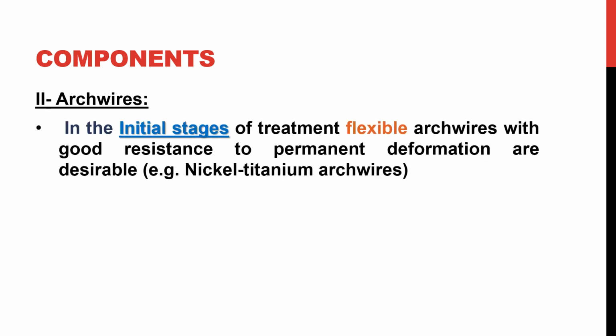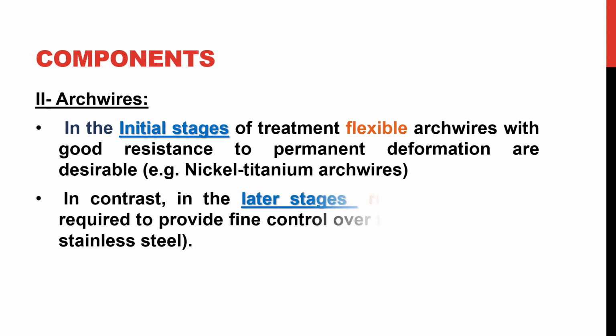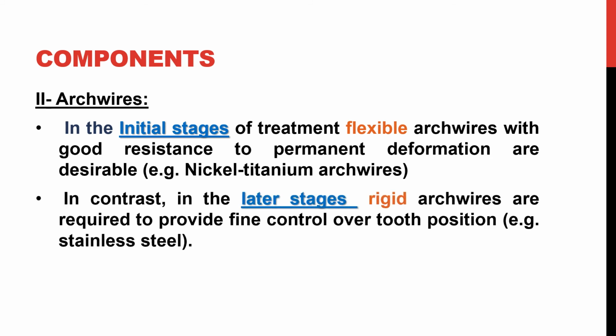In the initial stages of treatment, flexible arch wires with good resistance to permanent deformation are desirable, for example, nickel titanium arch wires. While in the later stages, rigid arch wires are required to provide fine control over tooth position, for example, those made from stainless steel.